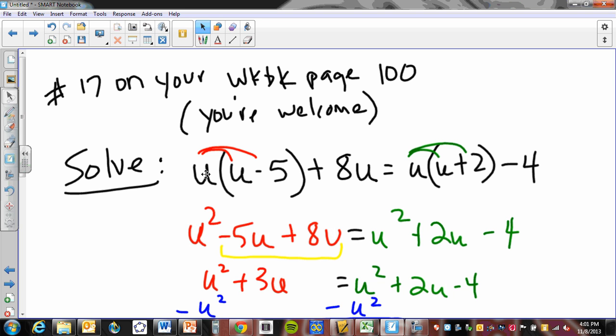So in this case, we have u times quantity u minus 5 plus 8u equals u times the quantity u plus 2 minus 4. We distribute this u, not the 8u and not the negative 4 or minus 4. We distribute this u. U times u squared. U times negative 5, it's just negative 5u plus 8u, that goes down here. In green, u times u squared. U times 2, 2u, and then minus 4 comes down here.